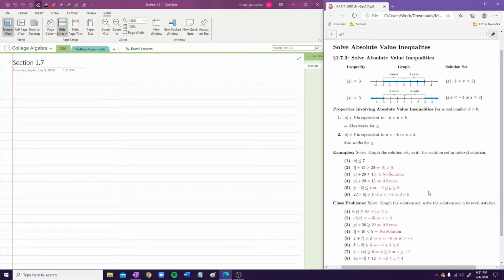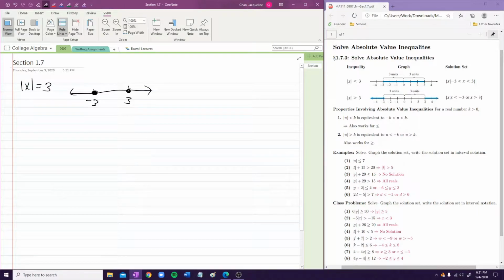All right, so let's remind ourselves. What is an absolute value? An absolute value is a distance, right? It is positive. So for example, if I have the absolute value of x equal to 3, on a number line, if I were to graph it, it would just be two dots at -3 and +3. This is 0. So absolute value of x equals 3 just means that you are 3 units away from 0. So keep that in mind.